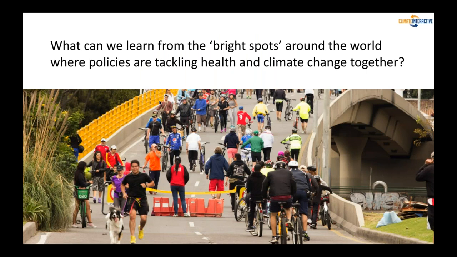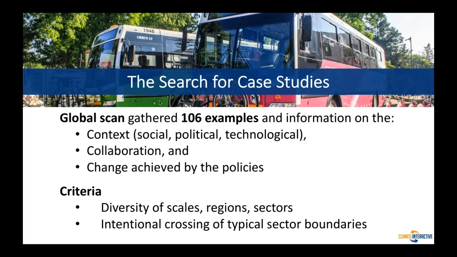Yet we knew that around the world, there are places where people are tackling health and climate change together. And so the question the Robert Wood Johnson Foundation was really interested in is, what can we learn from those bright spots where that kind of work is happening? We did a global scan, and Stephanie will share the link to the report. We found more than 100 cases. We found them on every continent where we looked. We found them at the neighborhood scale all the way up to the national or multinational scale. And we chose 10 that we focused on in more detail. We were trying there to get a diversity of different cultures and scales and sectors.